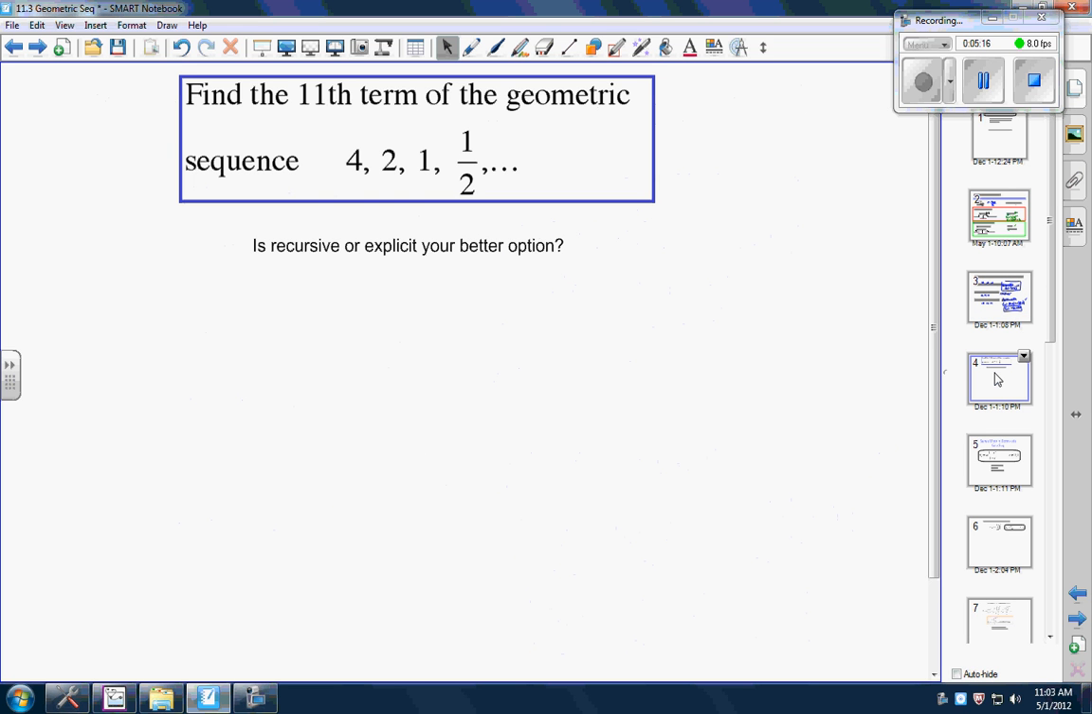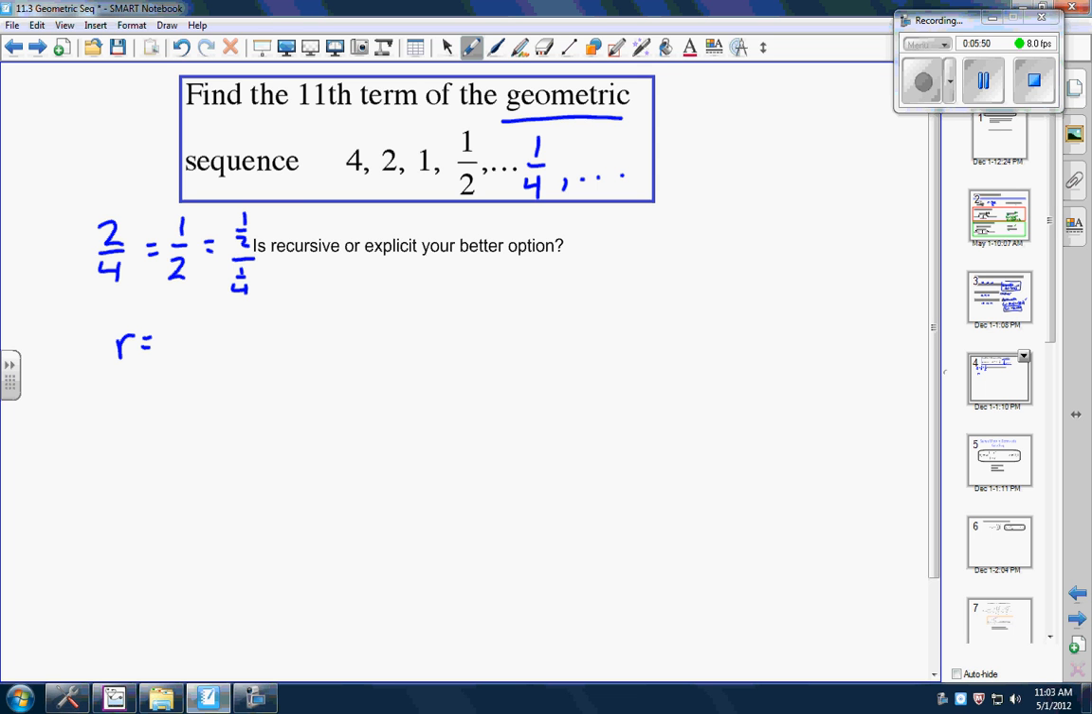So same idea as we did with arithmetic. We want to be able to come up with equations and find the 11th term. So 4, 2, 1, 1/2. You guys can see what's going to happen with these. So clearly it's geometric, not only because it says that, but also because our ratios are all the same. So 2/4 is the same thing as 1/2, which is the same thing as 1/2 over 1/4.